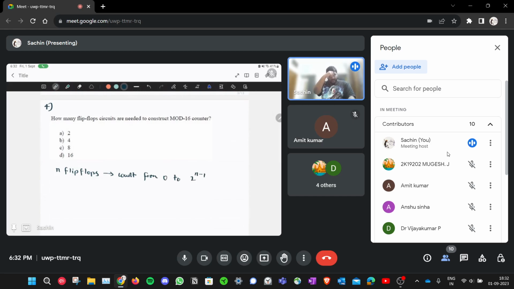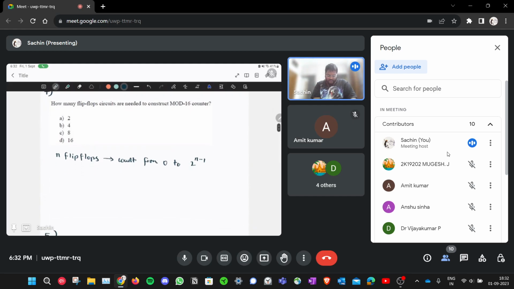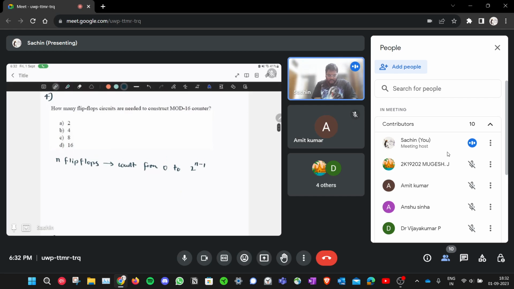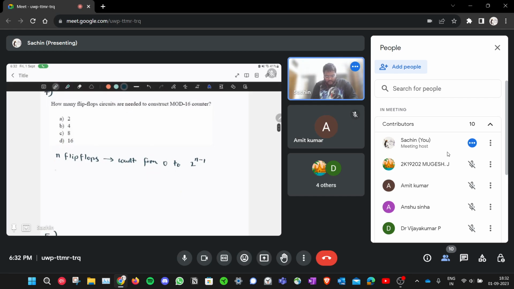They are asking how many flip-flop circuits are needed to construct a mod 16 counter. Mod 16 is in modular arithmetic. Mod 16 means that your digits vary from 0 to 15, 0, 1, 2 up to 15. So you are counting from 0 to 2 power 4 minus 1. So you need 4 flip-flops.